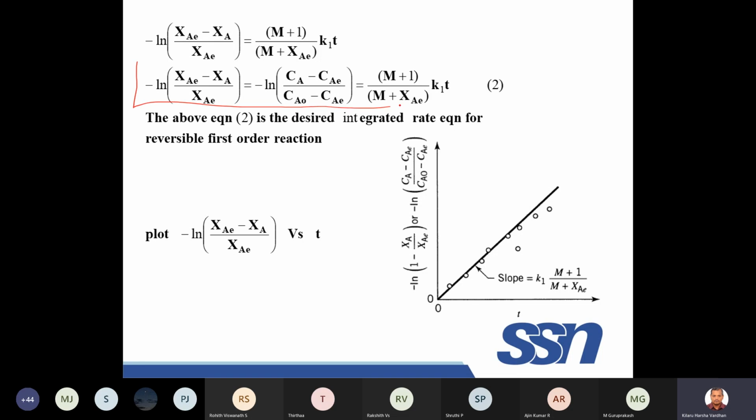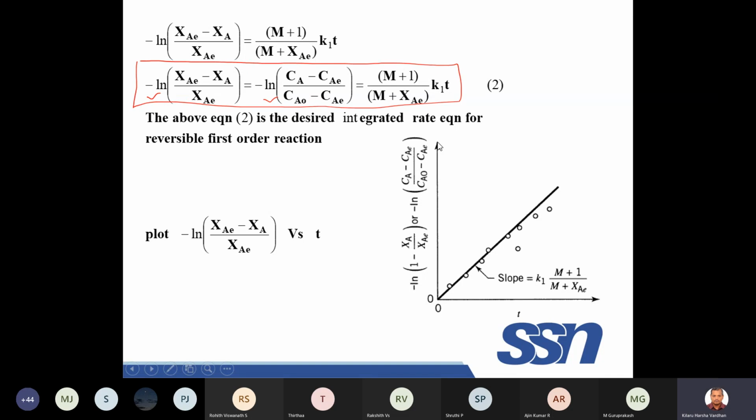It's a very important expression. Either you can write it in terms of conversions, or, sorry, this is conversions and this is concentrations. That's up to you. Both you can write. So if you plot this versus time, this is y equals mx, so the slope will give you k1 (M plus 1) by (M plus Xe). Either the y-axis can be concentration or the conversion, right? So this is what reversible reactions are all about.